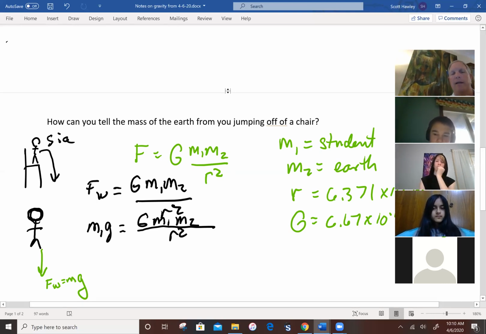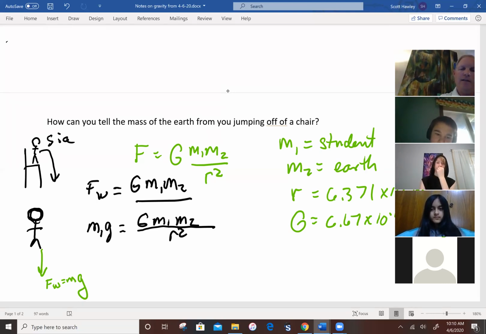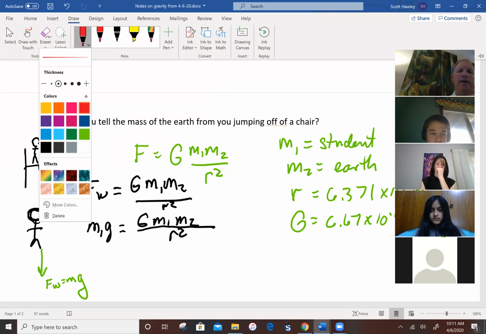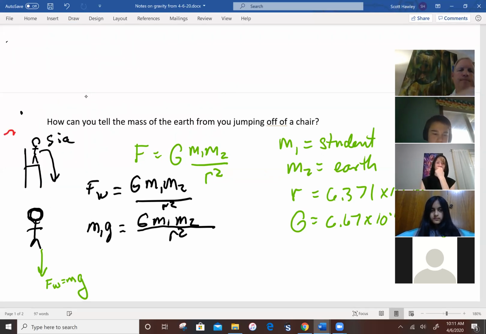I'm sorry if it's running together a little bit. Let me see if I can clean that up a little bit right there. Okay. Does anybody notice that there's an M1 on both sides of this? If there is an M1 on both sides of that, what can I do, everybody? Cancel out. Yeah, see this, look, I can divide through by M1 and all of a sudden it's gone. So look, now this is G, that's 9.8.